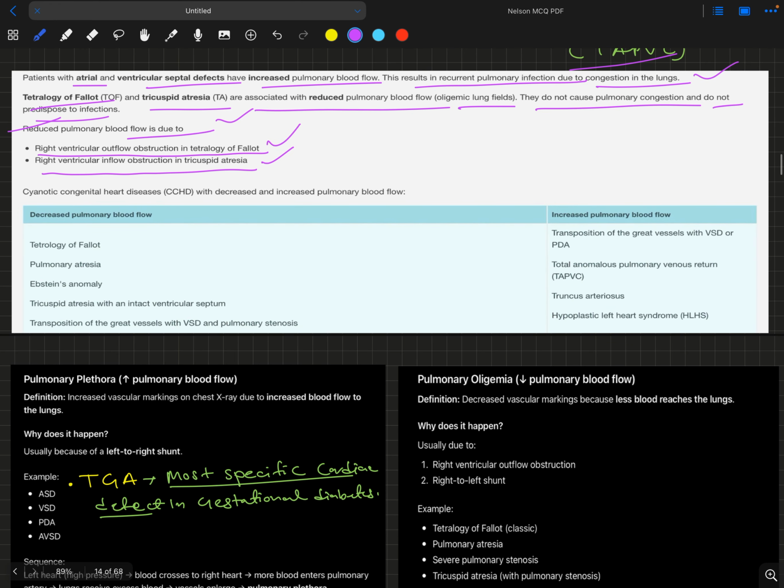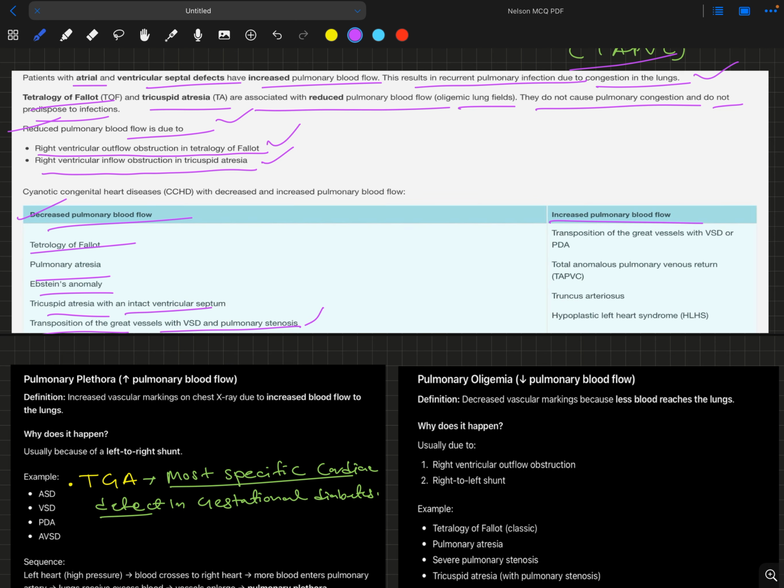Okay, so again this table comes: diseases with decreased pulmonary blood flow are tetralogy of Fallot, Epstein anomaly, tricuspid atresia with intact ventricular septum, and pulmonary atresia. In pulmonary atresia, there will also be decreased pulmonary blood flow. Another is transposition of great vessels with VSD and pulmonary stenosis. Transposition of great vessels means the position of the great vessels is changed. Now, instead of joining the left ventricle, the aorta joins the right ventricle and the pulmonary artery joins the left ventricle, and there is pulmonary stenosis. In this condition, there is decreased pulmonary blood flow.